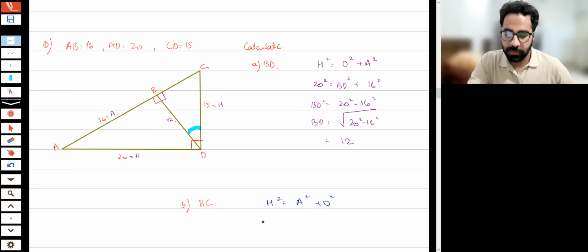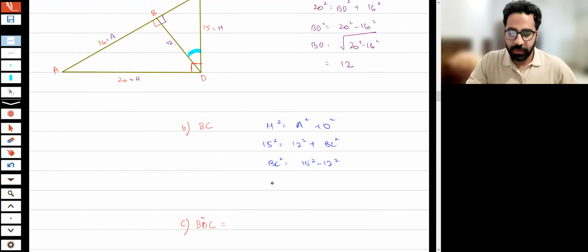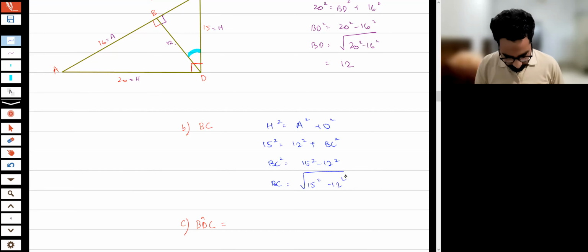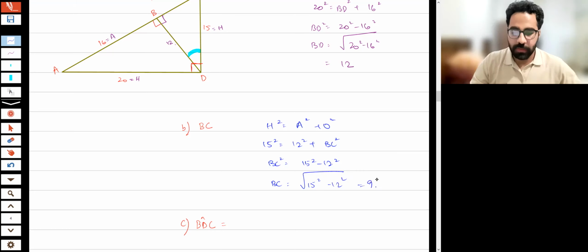H squared equals A squared plus O squared. So H is 15, so I write 15 squared. A is 12, plus O is BC, that is what I have to find. So I'll make BC squared the subject, so I'll get 15 squared minus 12 squared. So the value of BC would be under root 15 squared minus 12 squared, which comes out as 9. So the value of BC is 9 centimeters. I'll write 9 centimeters over here.